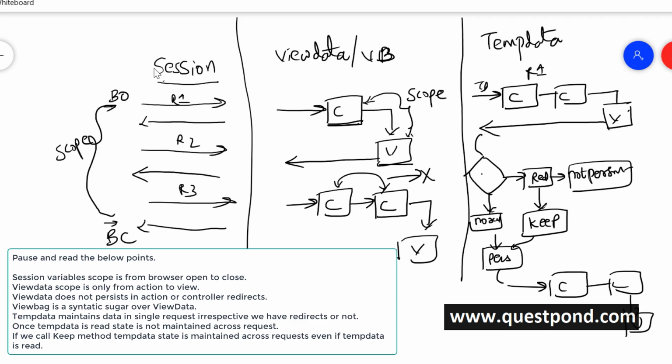So session variable, right from the browser open till the browser close. View data, not one point less, not one point more, from controller to the view. Temp data, you go across controller, you go across view in a single request, it is maintained. And then you have this situational control in your hand: if I read it, it is persisted if I call keep or peek, and if I say no read, it is persisted, and so on. So you have control whether you want this temp data in the next request or not. When you are speaking before the interviewer, you should put this bigger picture in your mind.